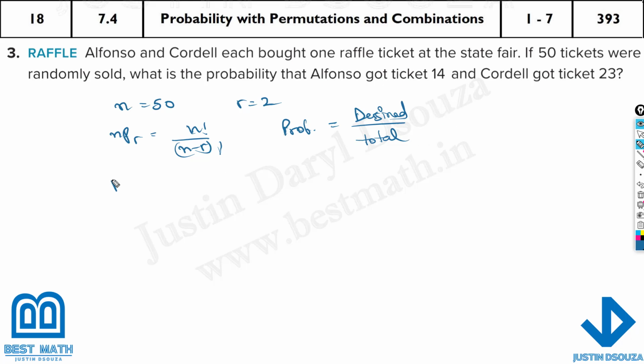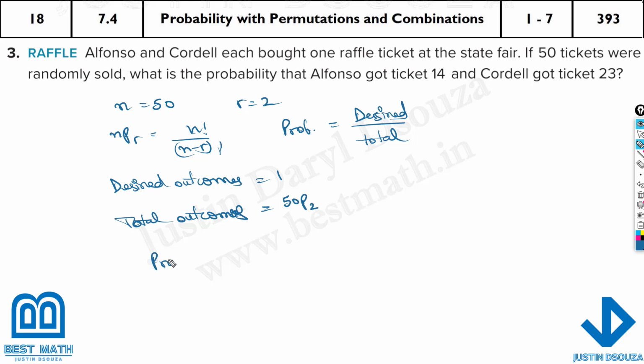And then you need to write over here desired outcomes is, how many desired outcomes are there here? See, Alfonso has to get 14 and Cordell has to get 23. There's only one possibility that this will occur. It's not like either one of them can have either of these. They have clearly mentioned 14 must be with Alfonso, Cordell must have 22, and they can't have any other things. So it's only one desired outcome. But the total outcomes are over here. This one, NP, that is 50P2.